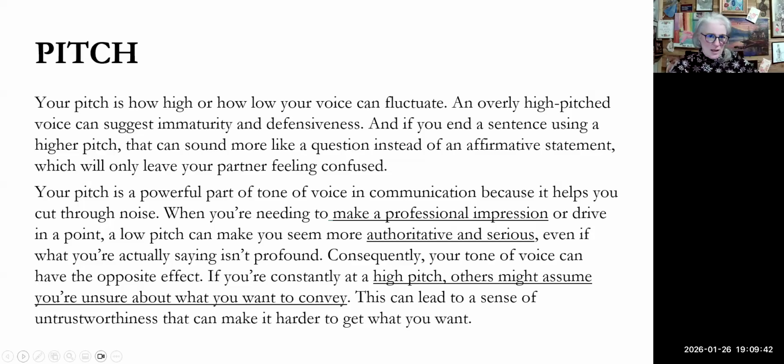Now, let me read that again, but I'll use the higher pitch at the end of the sentence. How about we do that for the whole paragraph, because that won't be annoying.